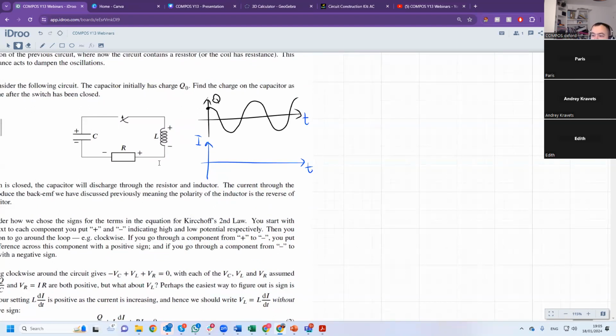How would the current change? Minus sine wave, indeed, yes. Well, the minus is arbitrary, but yes, current, we know it's the rate of change of charge. Therefore, if this is a cosine wave, it's minus sine. So it's going to go like this. Happy with that?